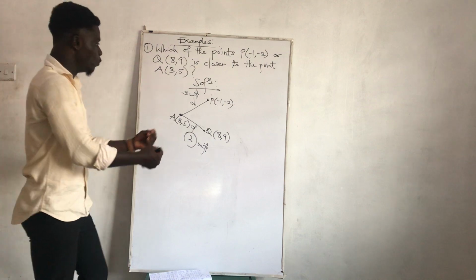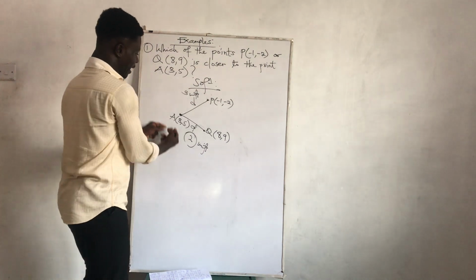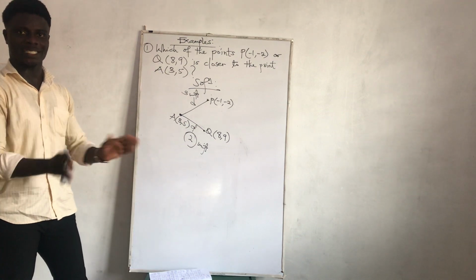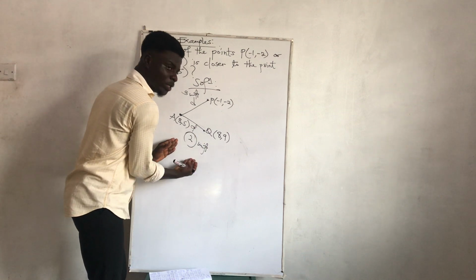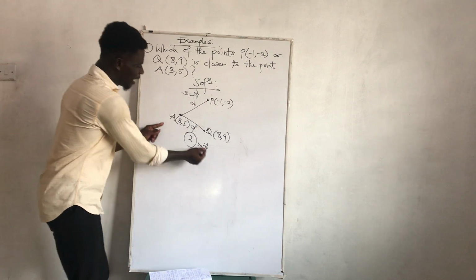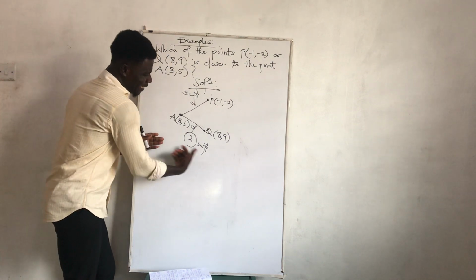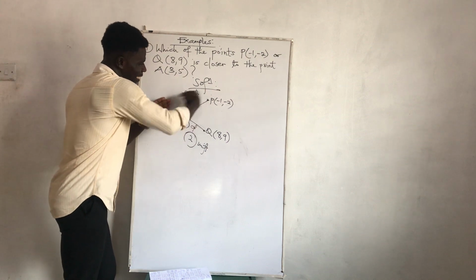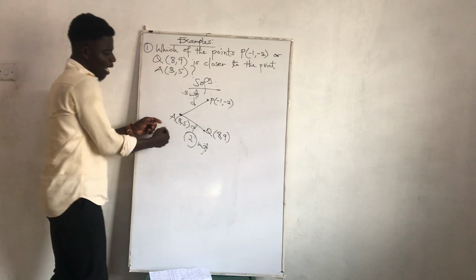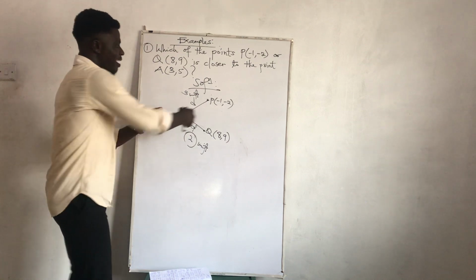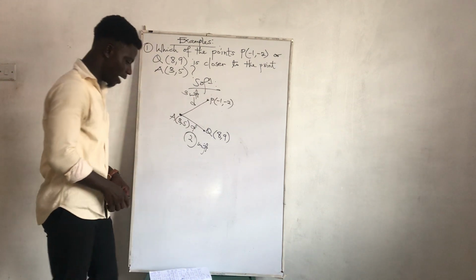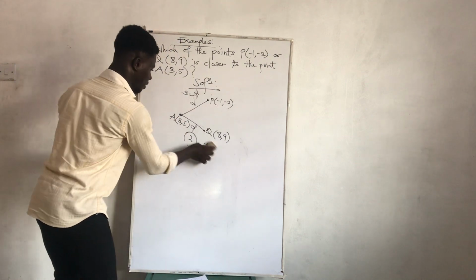So we assume that AP is 3 units and AQ is 2 units, respectively. That's the distance. So AQ is giving us 2 units, which is lesser than these 3 units. That means Q is closer to point A than P is.